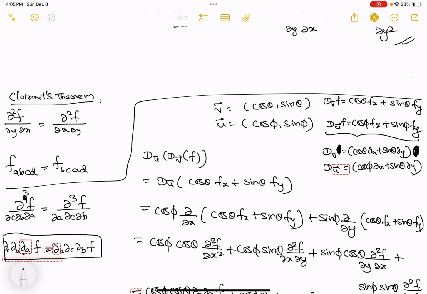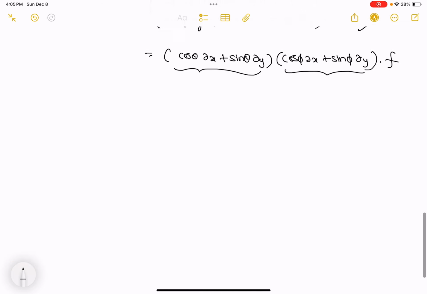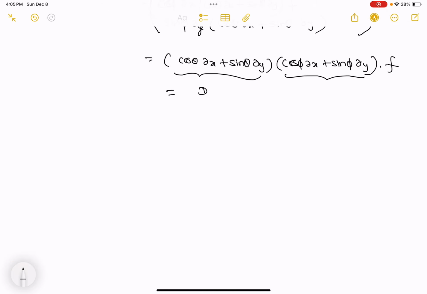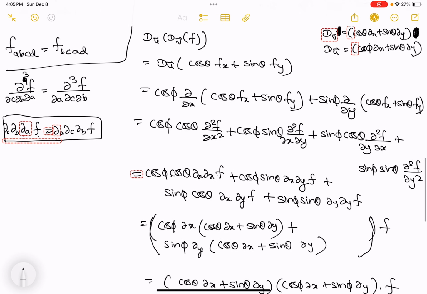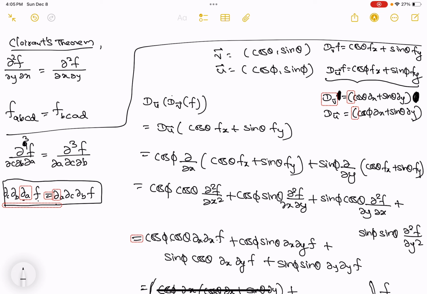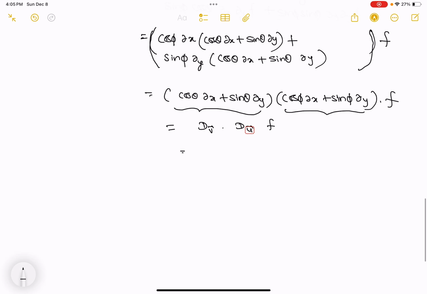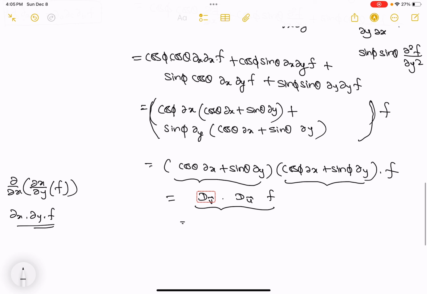Notice that these two are just the D_u and D_b operators. What we have here is the partial b operator times the partial u operator times f. So the fun thing is this: if we take one operator and then the other, these directional derivative operators can be written as a product, just like partial derivative operators. We have seen that directional derivatives can also be written as products.